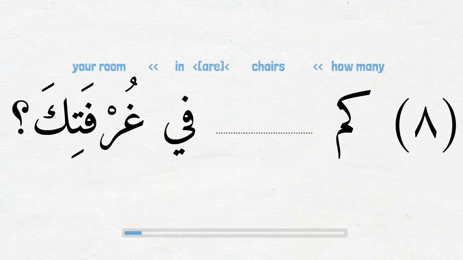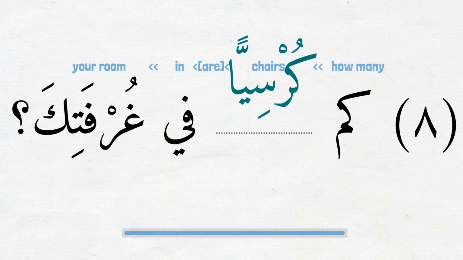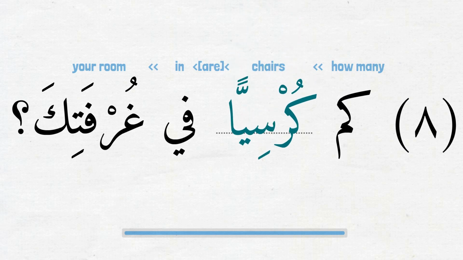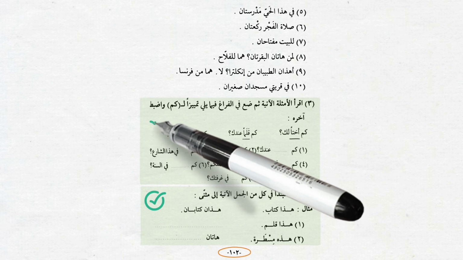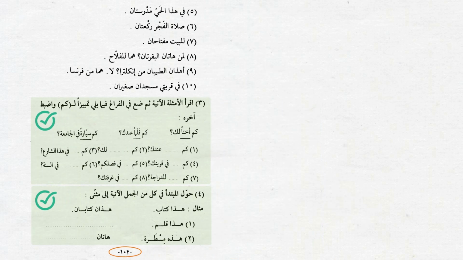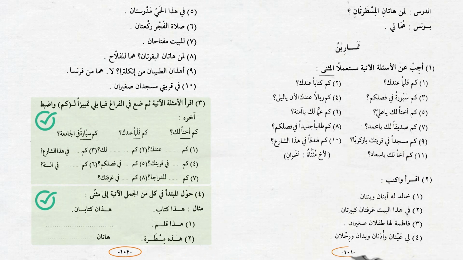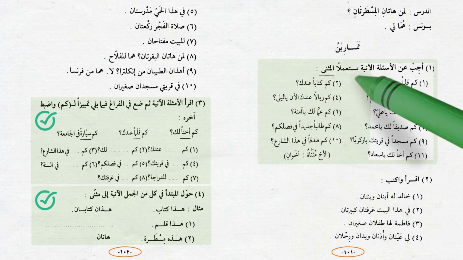Sentence 8. كم كرسيا في غرفتك? How many chairs are in your room? Very good. That was the end of this exercise. Now we will go back a page to page 101 and go over exercise 1.